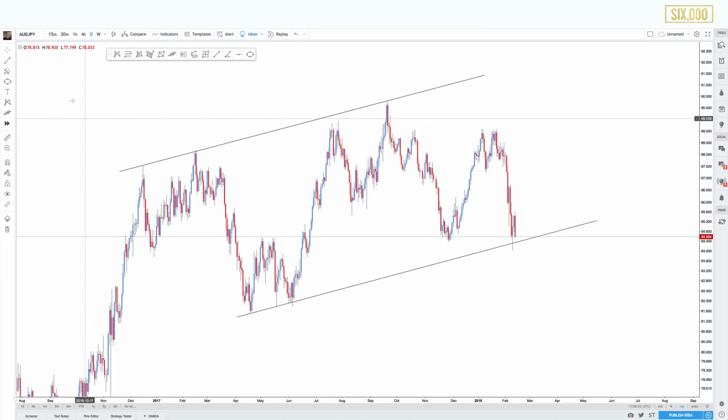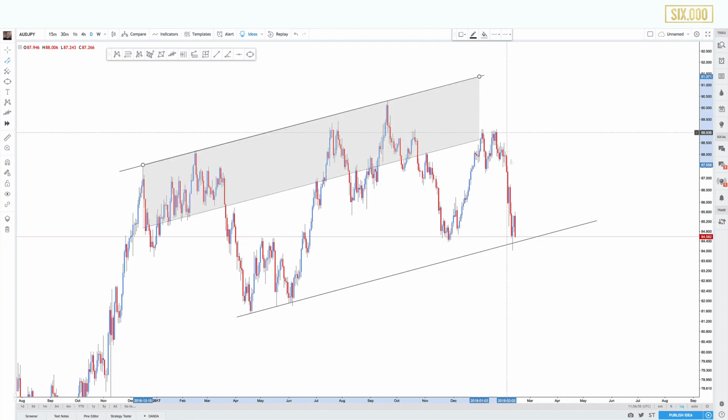easier for you guys, what you can actually do is open up the second box down here. I don't have this favorited because it's not a tool that I use, but you can see here we've got a tool called parallel channel, and all you do is click the first high in the move and then click the second. What I tend to do is just click along the trend line where I want it to be and then pull it down.